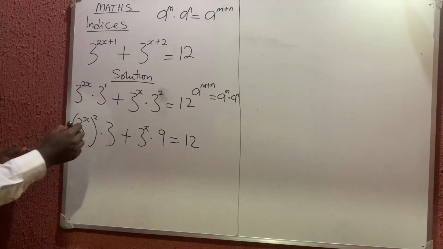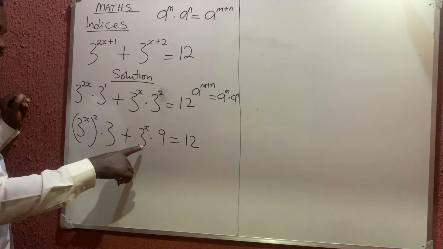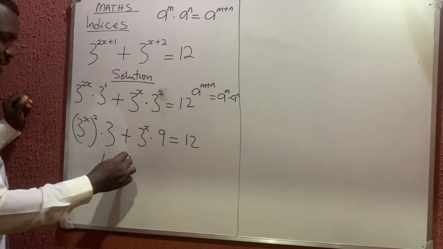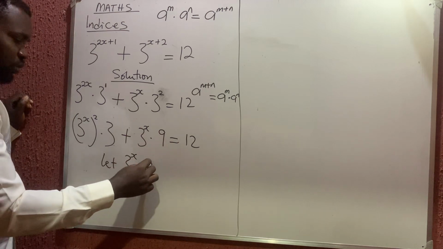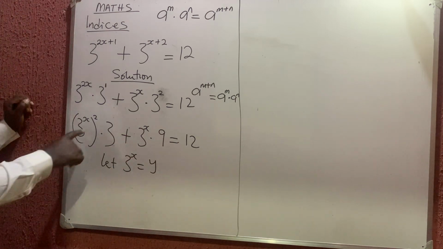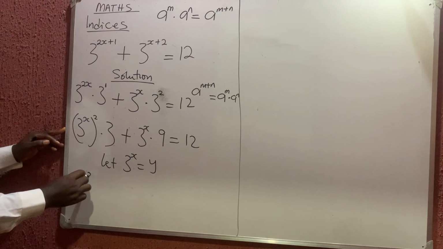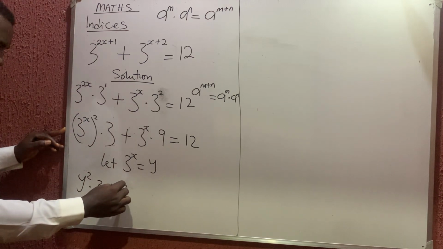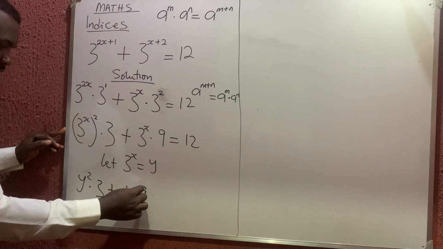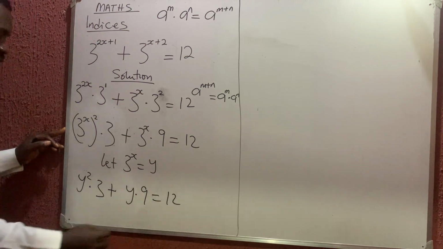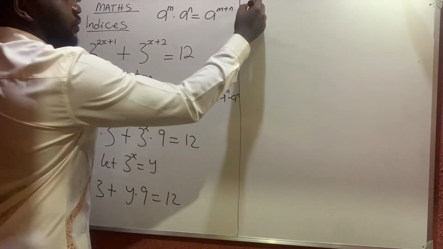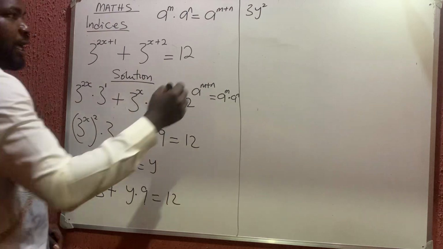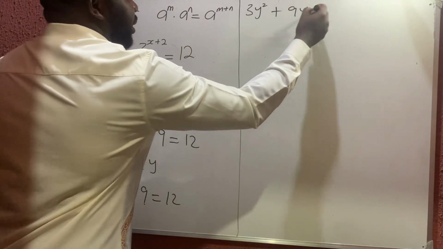So now, since we have 3 raised to power x here and 3 raised to power x here, we can now let that 3 raised to power x be equal to y. So I'm going to have y squared multiplied by 3 plus y multiplied by 9 is equal to 12. 3 times y squared will give us 3y squared. 9 times y will give us 9y. So I have plus 9y is equal to 12.